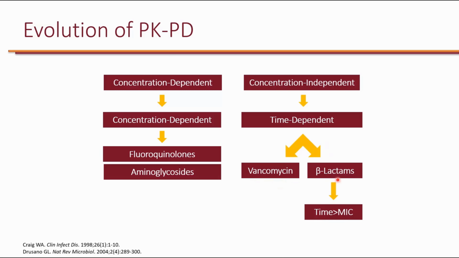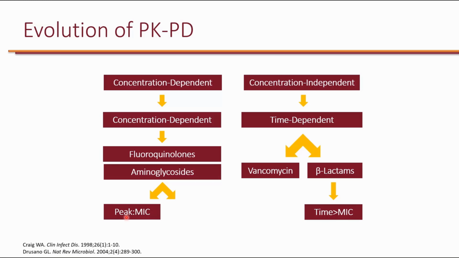And the PK/PD parameter for time dependent, specifically for beta-lactam, is the time above MIC. So it's not necessarily the concentration of beta-lactams, it's more of how long the concentration is above the MIC that would result in maximum killing of organisms. Now compare that to concentration dependent. So if you have a high concentration, the ratio of peak concentration to MIC, the higher this ratio, the more it will result in the maximum amount of killing.